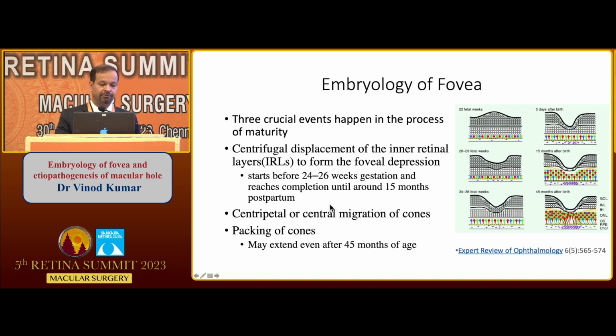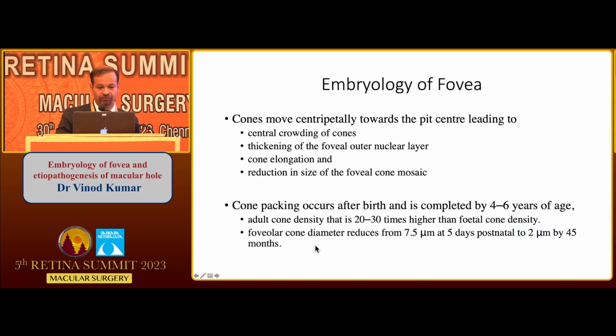The second process that happens is centripetal or central migration of the cones. Again, as you can see, there is a single layer of cones, but subsequently all the cones migrate towards the center, leading to a higher density of cones. And the third thing which happens in the fovea is packing of the cones. This packing of cones may extend even after 45 months of age.